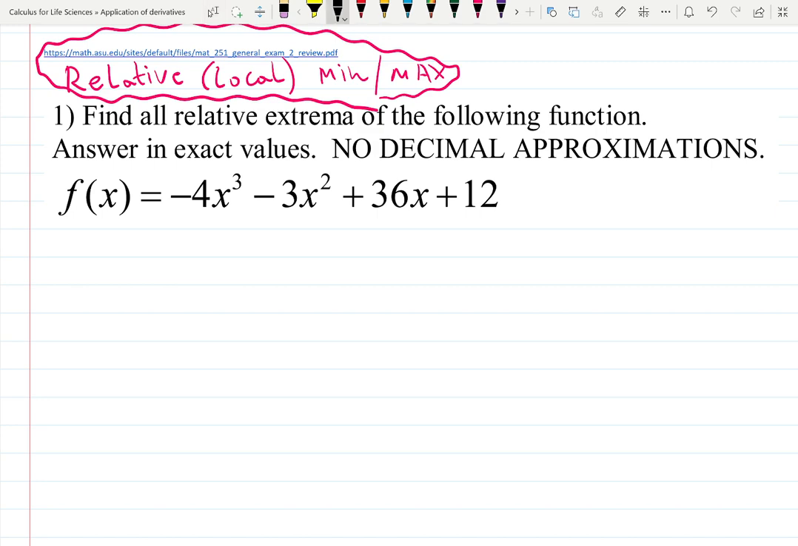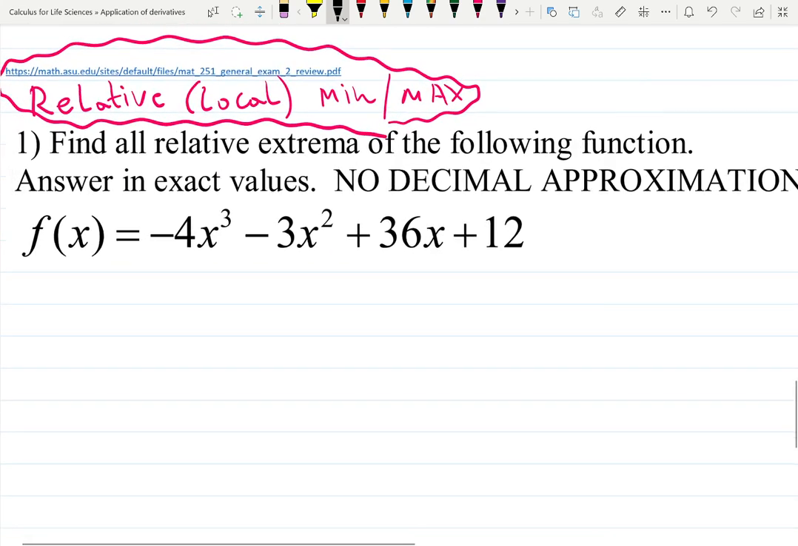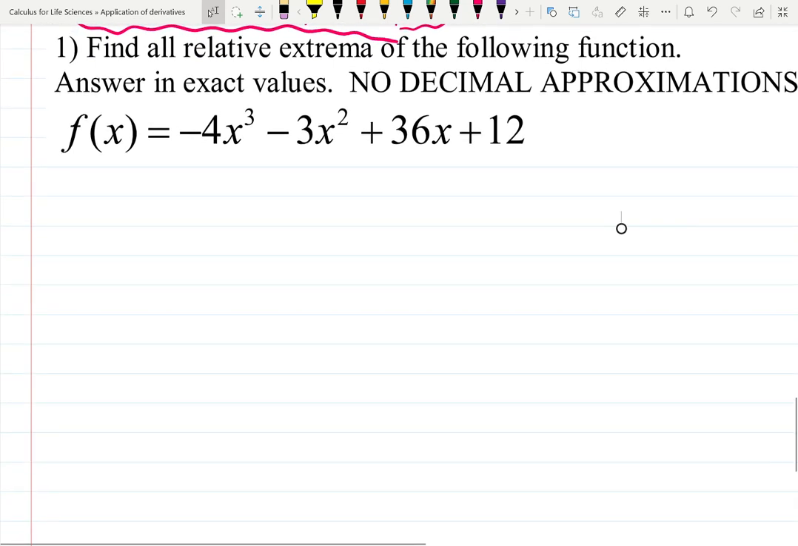But for now, let's start slowly with relative extrema. Relative is a synonym of local. Extreme values means minimum or maximum. Here's the function for you. When you see these words, relative extreme values, minimum, maximum, you know how to start. You need to find the derivative of the function.